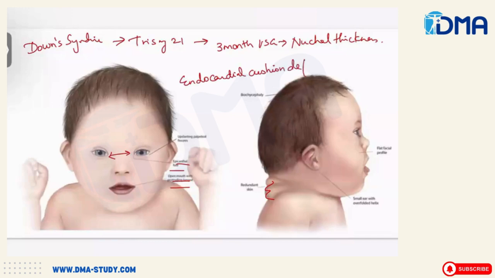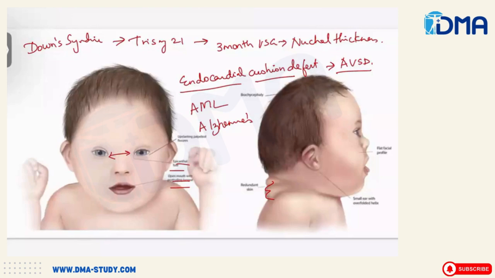This endocardial cushion defect is the one which leads to the atrioventricular septal defect. So this is the most common cardiac defect that is present in the Down syndrome. The most common malignancy is AML, and these patients are highly prone for Alzheimer's disease. High chance of Alzheimer's disease are there for these Down syndrome children.